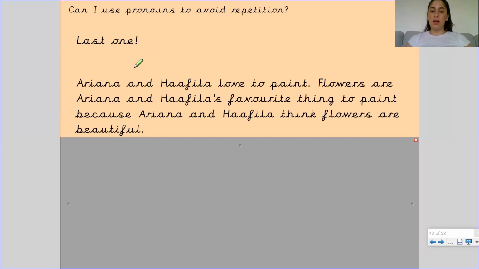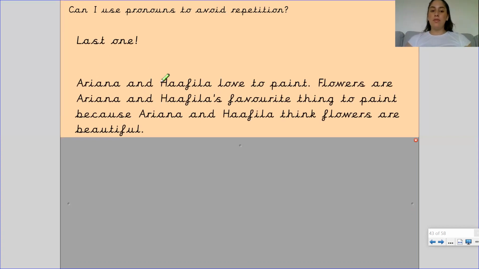Ariana and Hafila love to paint. Flowers are Ariana and Hafila's favorite thing to paint because Ariana and Hafila think flowers are beautiful. Which are the nouns that are being repeated? Ariana and Hafila are being repeated throughout this paragraph. Can you pause the video and have a go at replacing them with pronouns to make the sentence flow better?